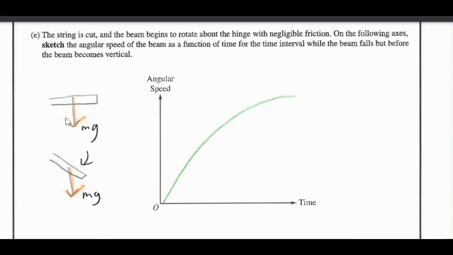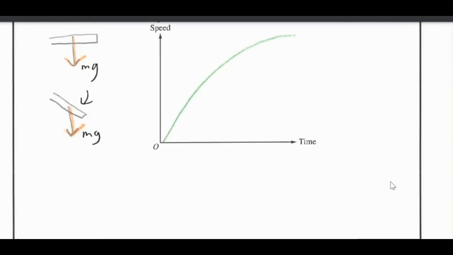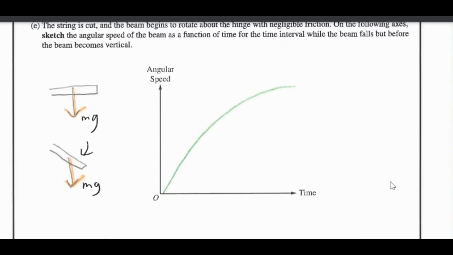conceptually that my mg, which is causing the torque, is basically acting on how it applies torque to the beam, and the amount of torque that it provides is less and less, which means that the angular acceleration that it experiences is going to be less and less. So it's going to have more acceleration in the beginning, and then a little bit less and a little bit less. So therefore we have a curve that starts up steep and then gets progressively flatter. And that's it for question number 3.